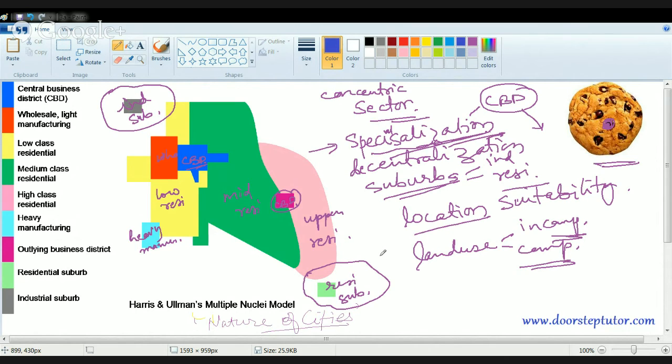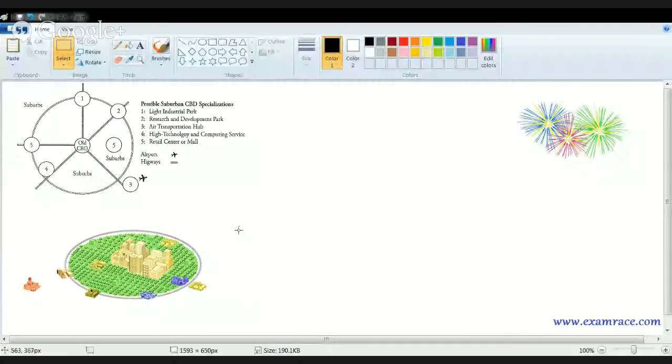Now, the next theory we will be covering is the galactic city theory. The galactic city theory is also known as the peripheral city model. You have the old CBD lying in the center, and on the periphery you have specializations coming up. So you have light industrial parks, R&D parks, computing services, railway and retail mart.